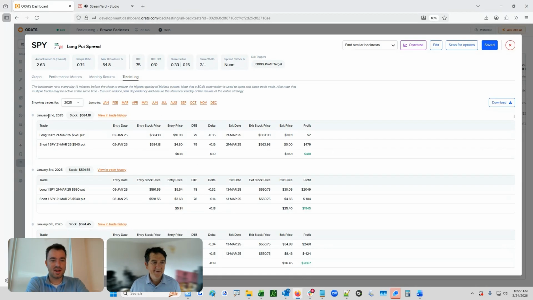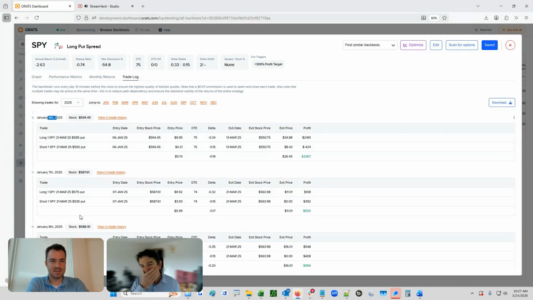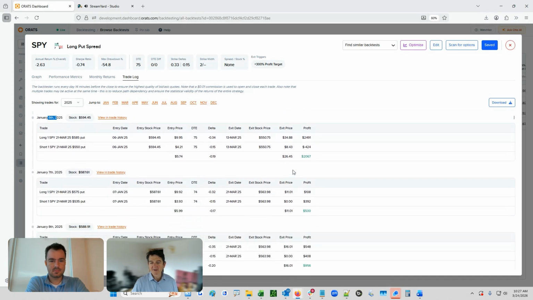You can see that it's trading every day, which at first glance you might think, well, it's a 75 DTE strategy. Why would it do that? That helps us smooth out the path dependency so that we're not vulnerable to starting date bias. When you say starting date bias, you could see if you got in on the 6th, you made $2,000. If you got in on the 7th, you made $500.